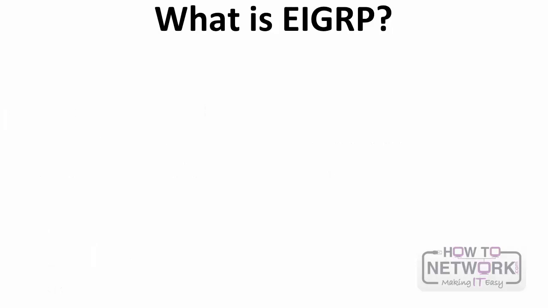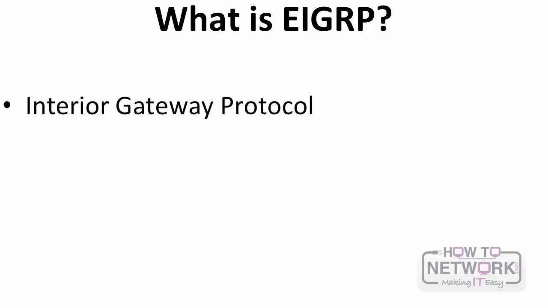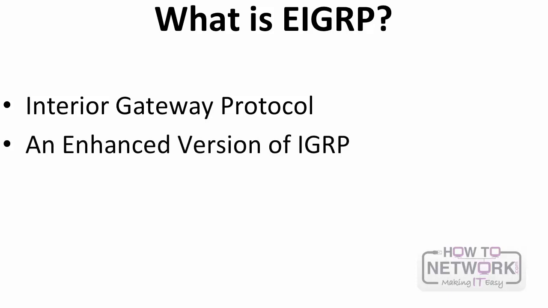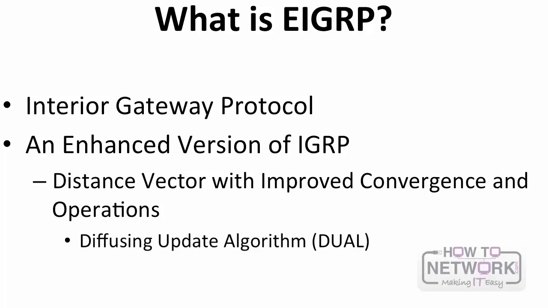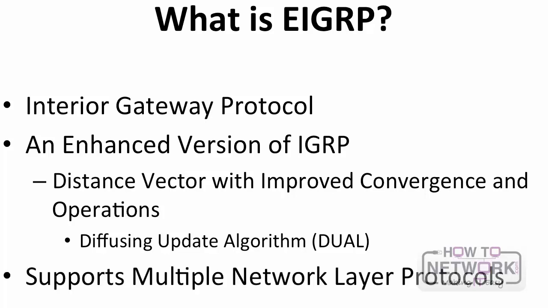Well, EIGRP is still an interior gateway protocol, and it is still a distance vector protocol, although many times in the past it had been referred to as hybrid, but those days are pretty much gone. Distance vector is what it's classified as, but it has improved convergence and operations. So it uses the DUAL diffusing update algorithm, and I'll show you about that in a few minutes. And then again, it has multiple unique tables, which assist in and enhance the operations. And then again, it supports multiple network layer protocols.